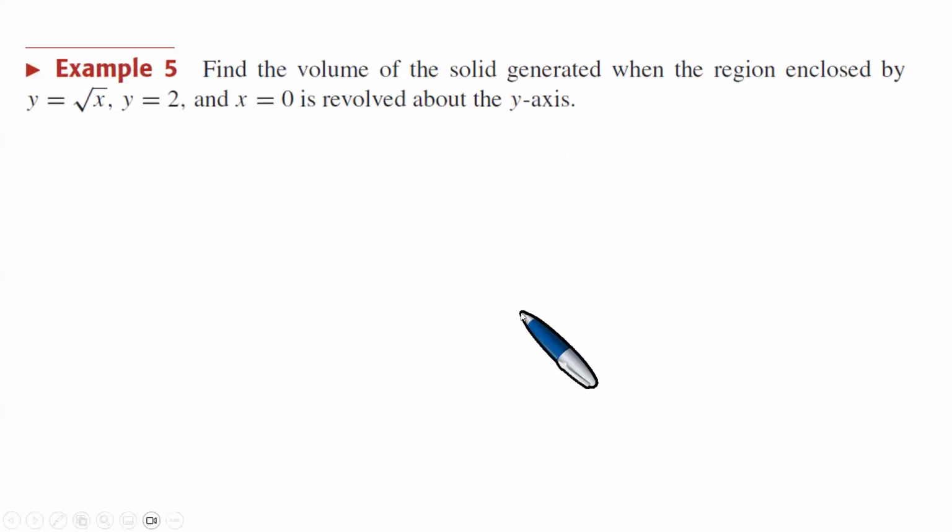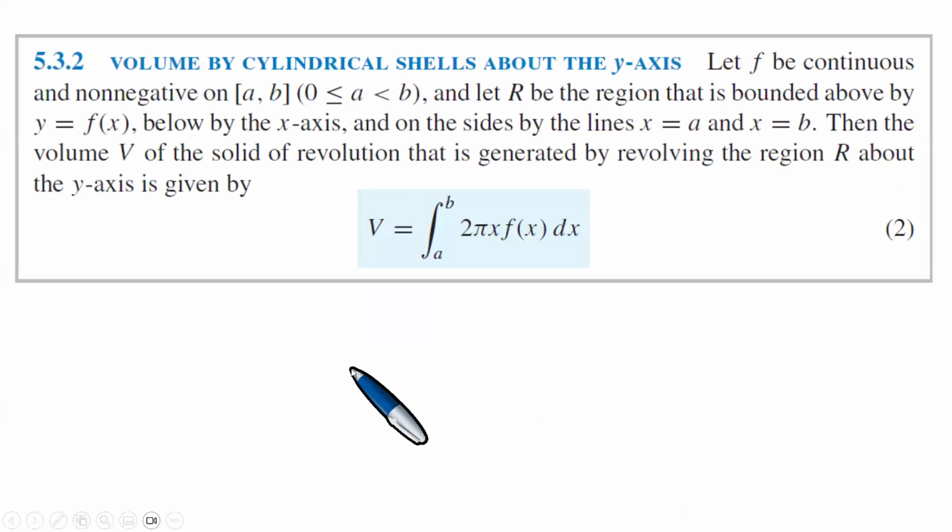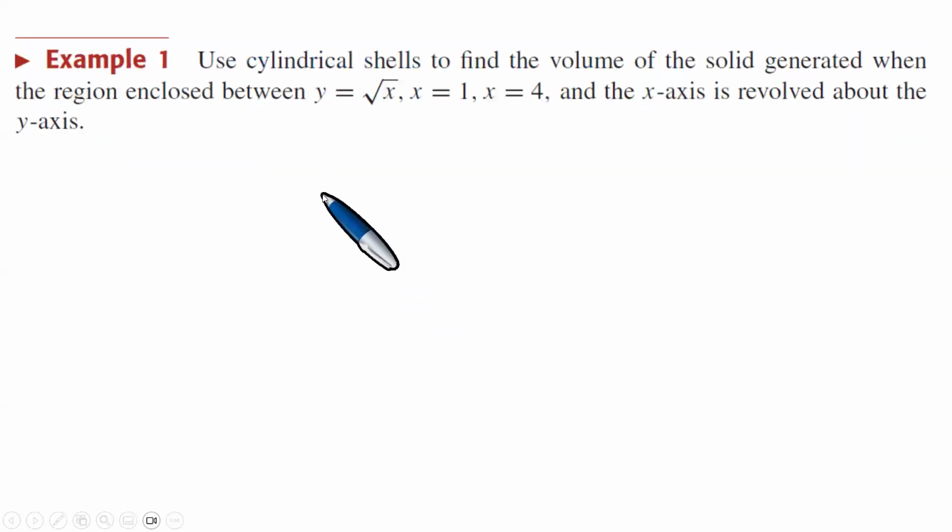Right. So now the method of cylindrical shells, volume by cylindrical shells. I want us to recap on that before we move on. The volume by cylindrical shells about the y-axis: the volume V of the solid of revolution that is generated by revolving the region R about the y-axis is given by 2π x f(x) dx. About the y-axis it becomes dx for the cylindrical shells. It's the y-axis, but it's dx, all right? And then you have exactly that. Okay, we move on.